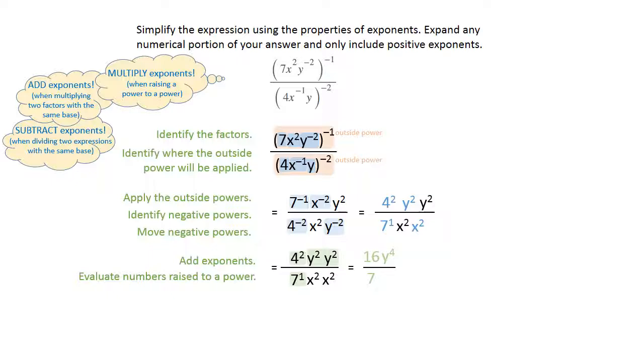7 to the 1st on the bottom is going to be 7, and add 2 plus 2 for x and get x to the 4th power. There's no other simplifying we can do with the numeric part of the fraction, so we're just going to call this our final answer in simplest form.